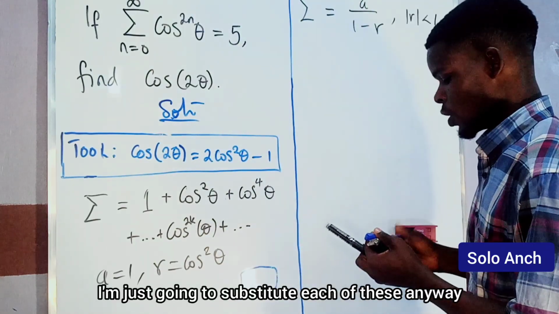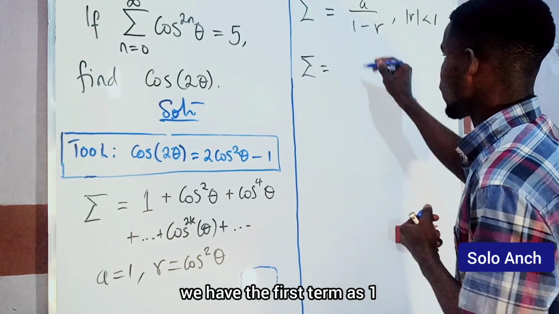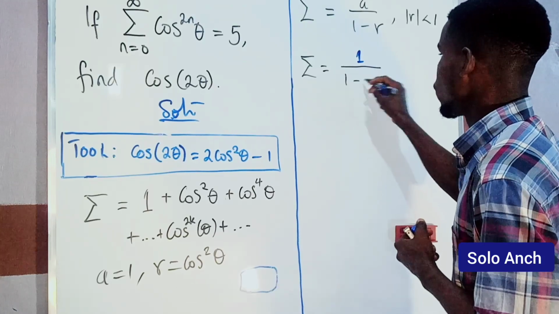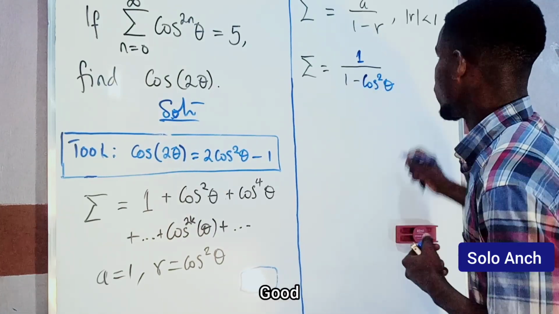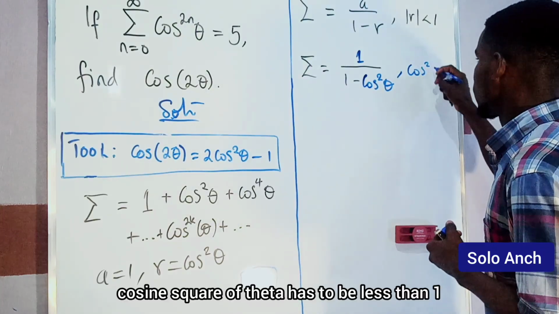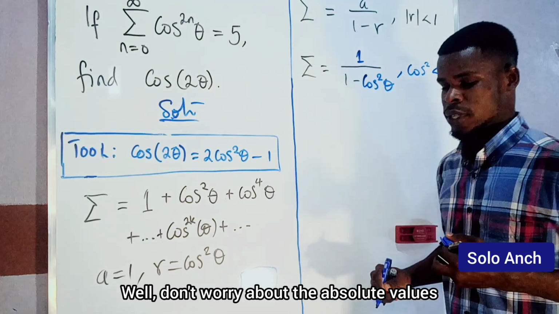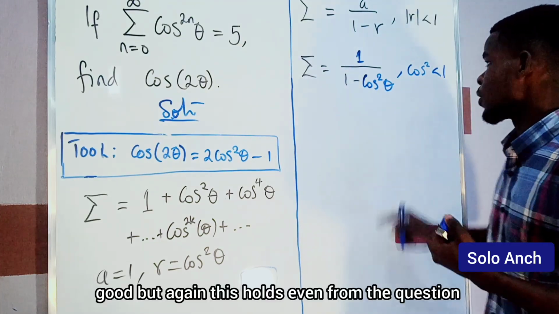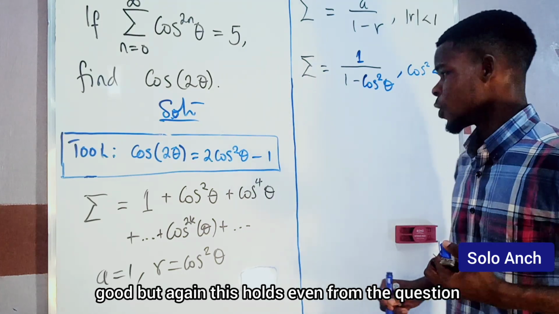I'm just going to substitute each of these anyway. In our case, we have the first term as 1. We divide that by 1 minus r, where the r here is cosine square of theta. Good. So in this case, cosine square of theta has to be less than 1. I don't worry about the absolute values because cosine square is always non-negative. Good. But again, this holds even from the question.